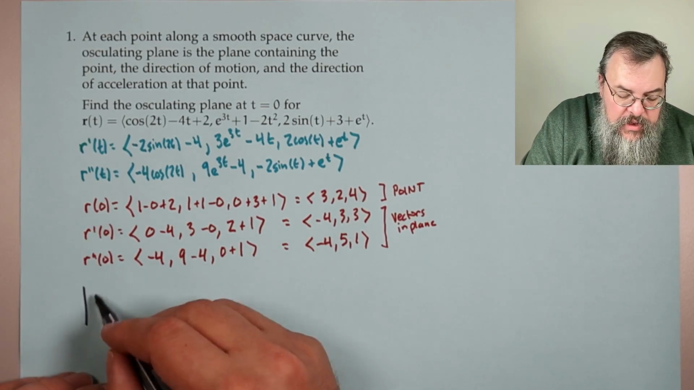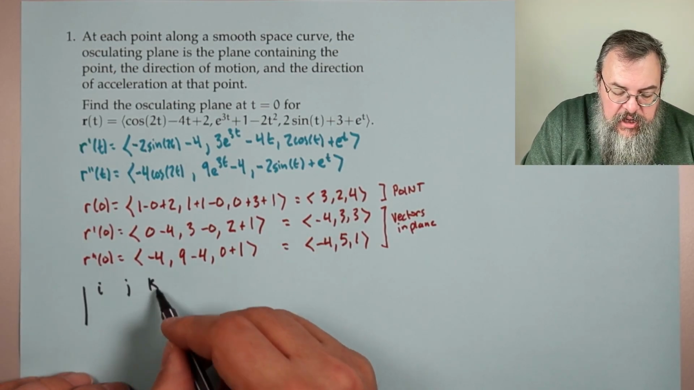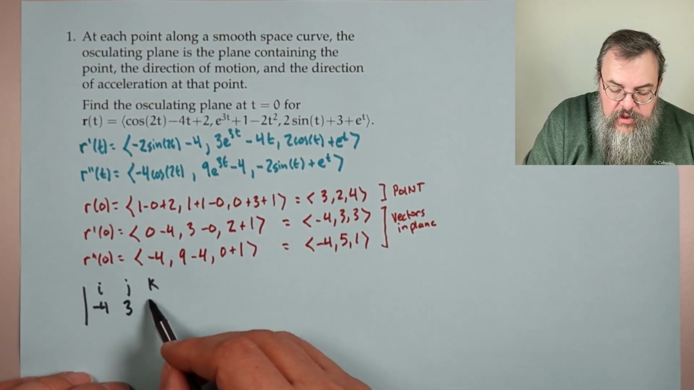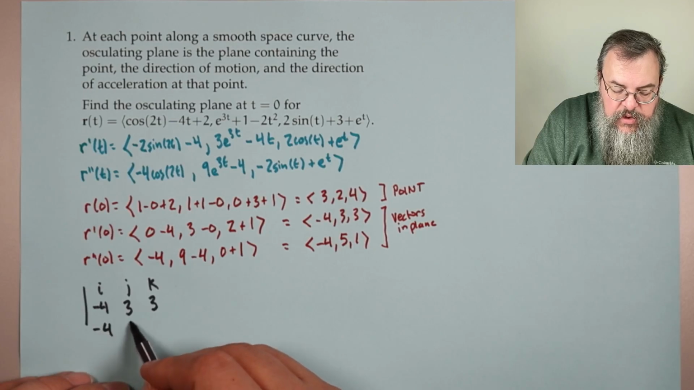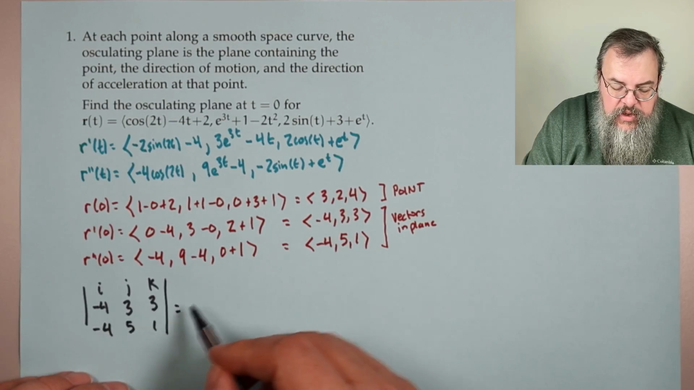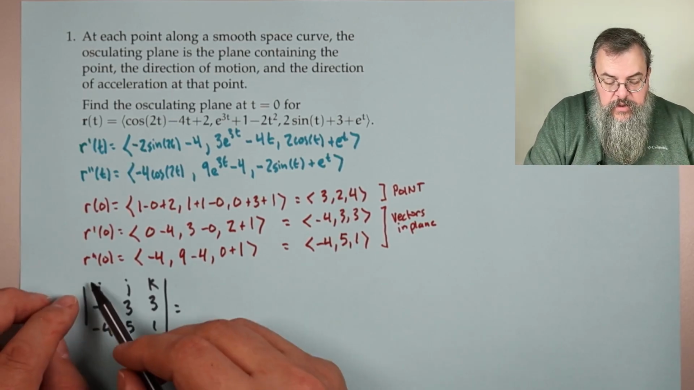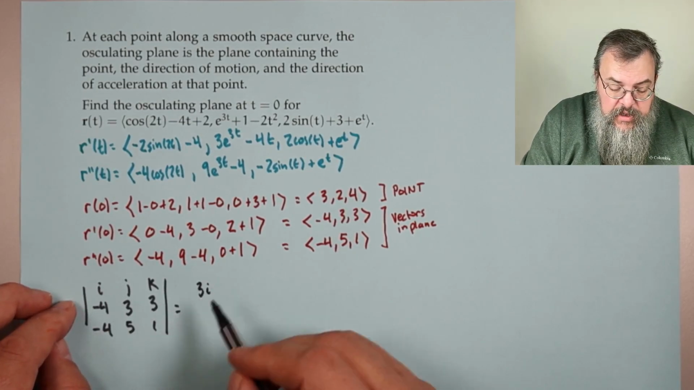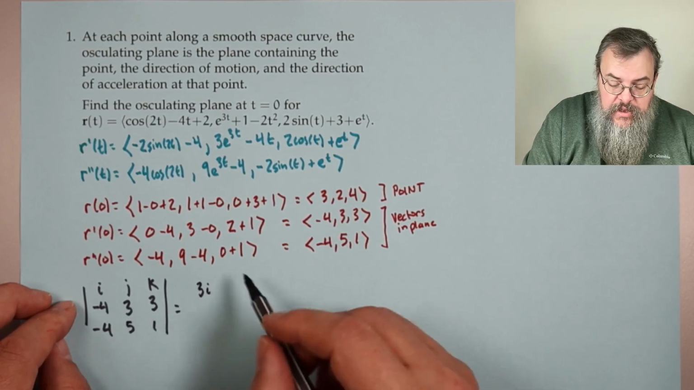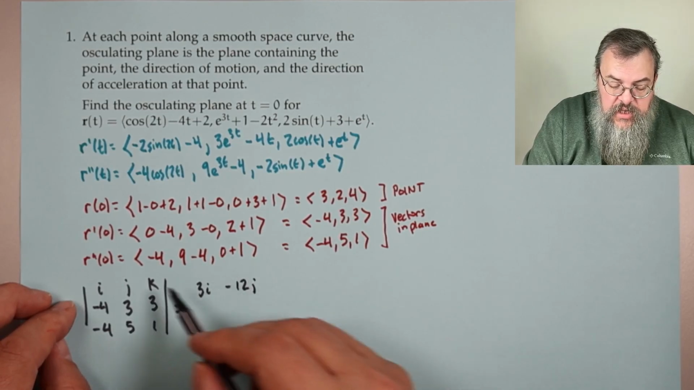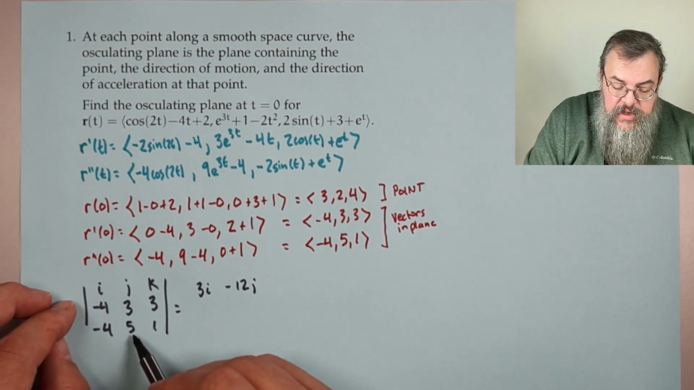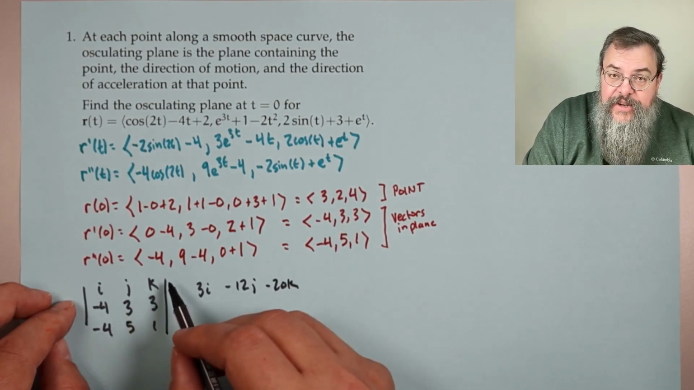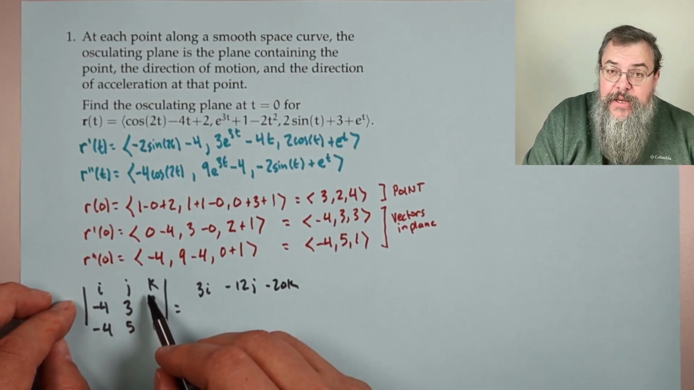So here we go. i, j, k. It doesn't matter which order you put them in, but put them both in. Minus 4, 3, 3. Minus 4, 5, 1. Okay, so do our diagonals. i times 3 times 1, 3i. j times 3 times minus 4, minus 12j. k times minus 4 times 5, minus 20k. Other diagonals. Minus 4 times 3 times k, minus 12k.